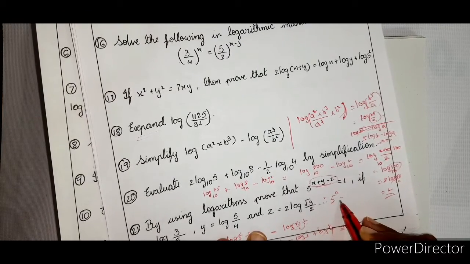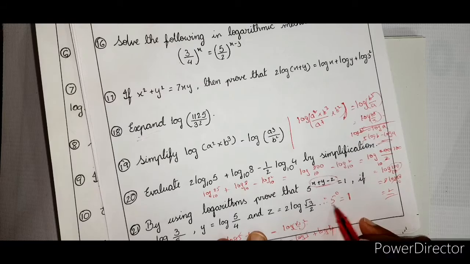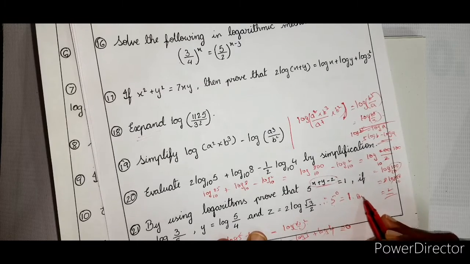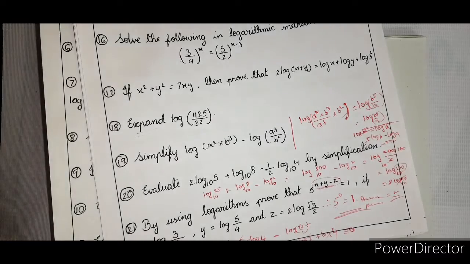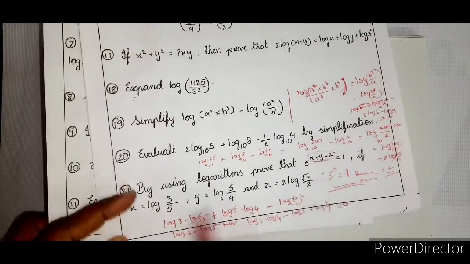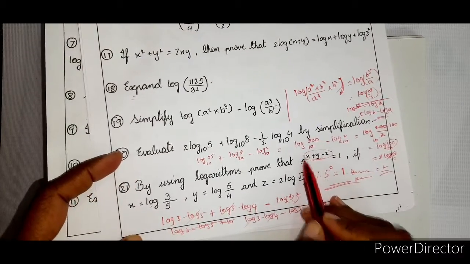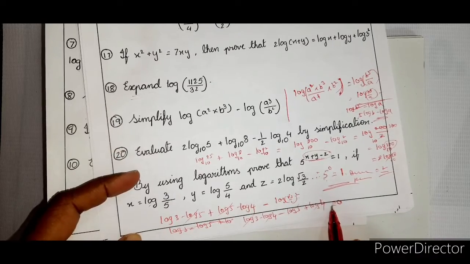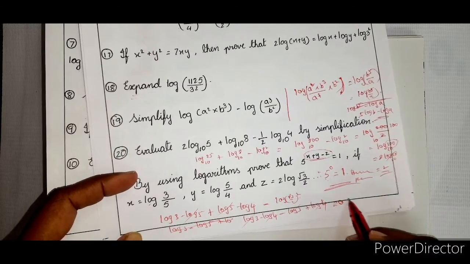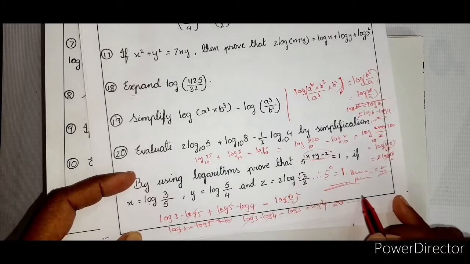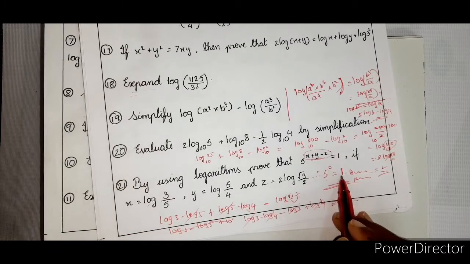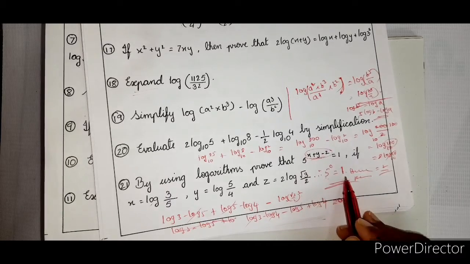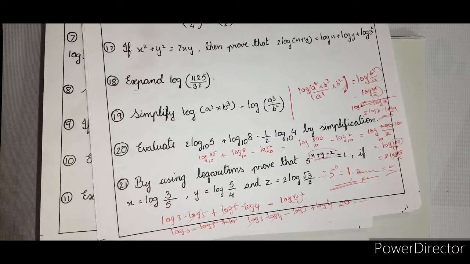Therefore 5 power 0 is equal to 1, anything power 0 is 1. Hence proved, right? Very, very easy problem. You just have to find this value first, and that value came out to be 0. Now substituting this in 5 power x plus y minus z, that is 5 power 0, and anything power 0 is 1. So therefore hence proved, right? So note it down.